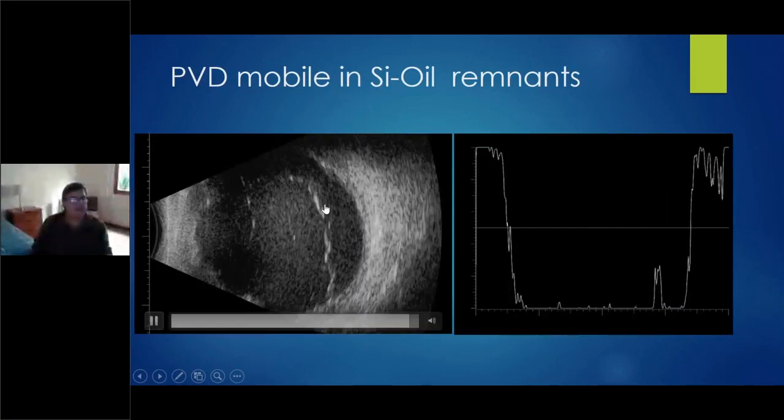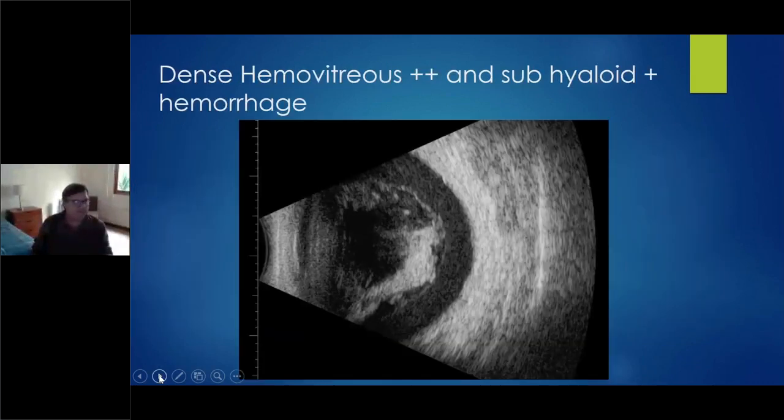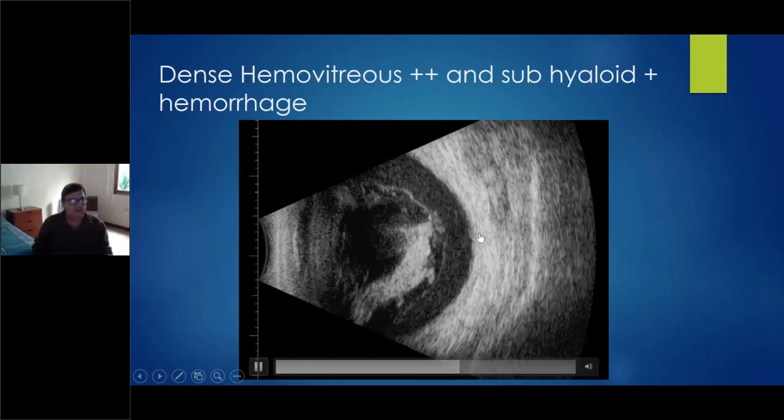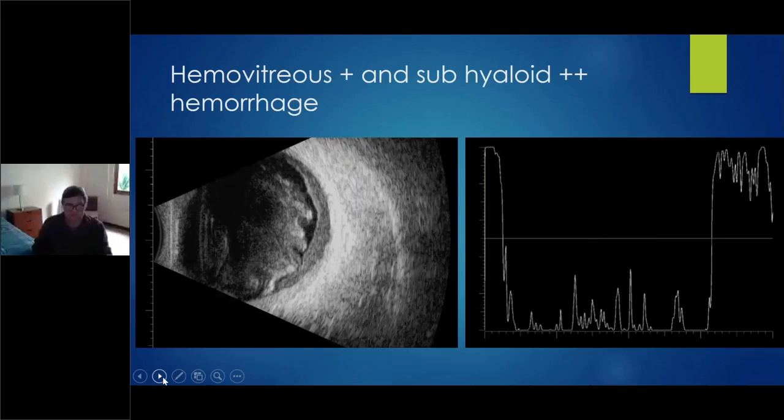You can see dense vitreous hemorrhage and subhyaloid hemorrhage, very easy. This is a transversal scan. This is another vitreous and subhyaloid hemorrhage, and also you can do a scan. This is another examination. I can show you that.